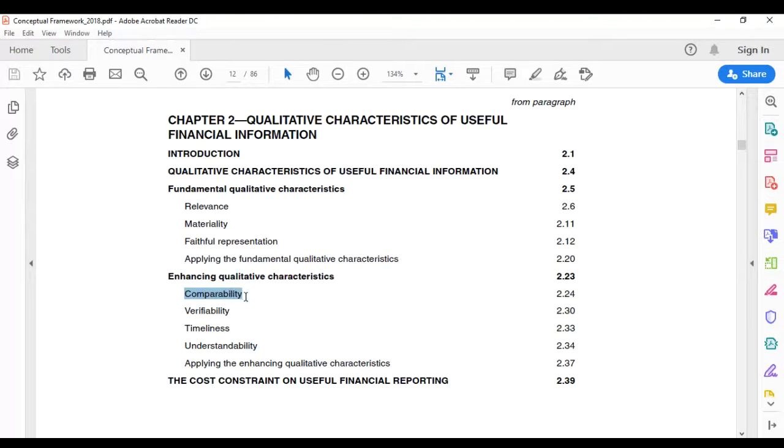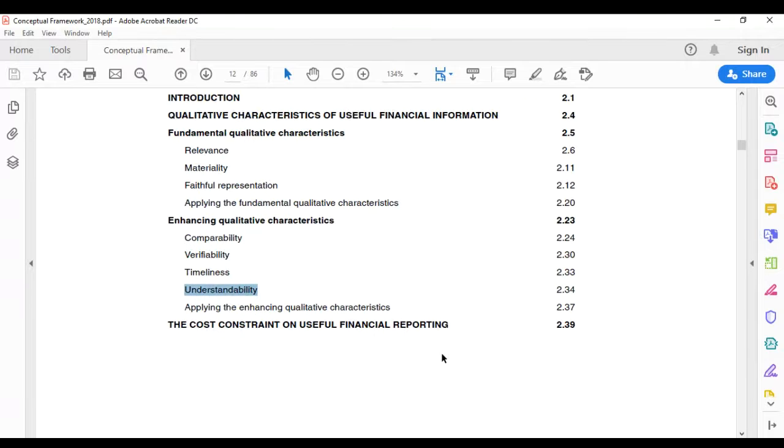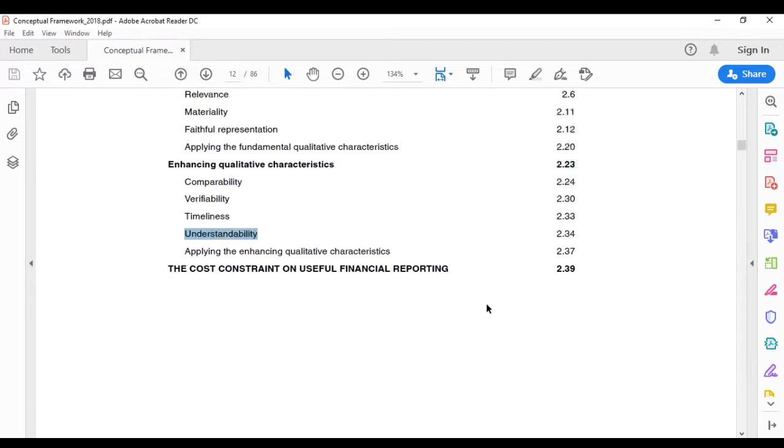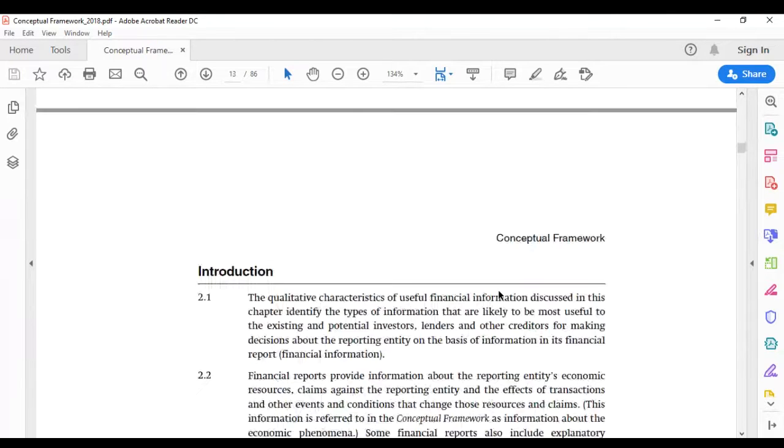And there we're going to be looking at comparability. We're going to be looking at verifiability. We're going to be looking at timeliness. We're going to be looking at understandability. And then there will be a paragraph again on applying the enhancing qualitative characteristics. And there's also paragraph 2.39 on the cost constraint of useful information. Sometimes we may find that there could be a cost versus benefit trade-off. We'll discuss that in a little while.